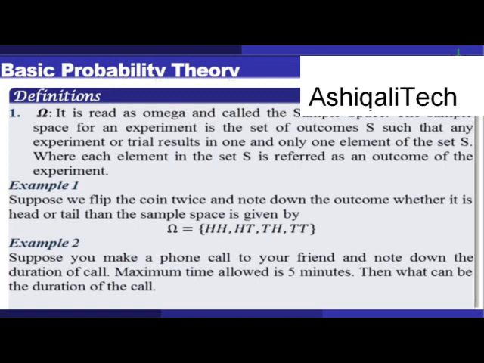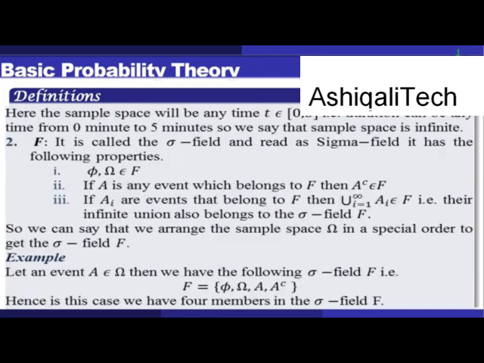Consider another example. Suppose you make a phone call to your friend and note down the duration of the call. Maximum time allowed is 5 minutes. Then what can be the duration of the call? Dear students, here the sample space will be any time t belonging to [0, 5]. That is, your time can be 0 minutes, or 5 minutes, or any number between 0 and 5. So duration can be any time from 0 minutes to 5 minutes. So in this case, we say that the sample space is infinite.